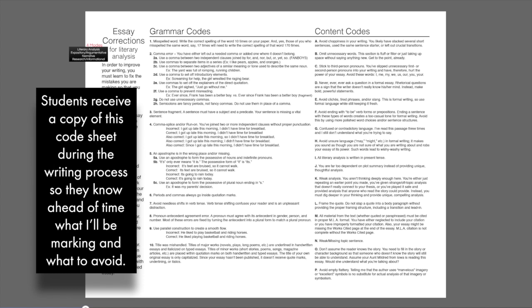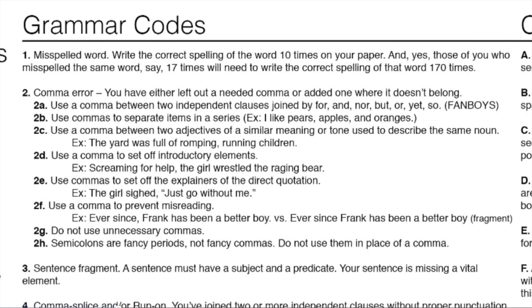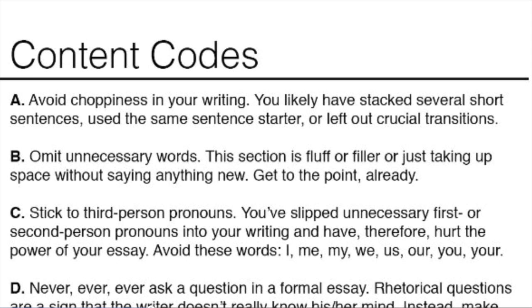So whenever a kid sees a number on a sheet, it's a grammar code. Whenever they see a letter, it's a content code. If you zoom in, you can see, and you can pause the video if you want to take a closer look, I have the rule, and then sometimes an example of how it should look. And then on the content codes, it's more just general advice for me, things that are weakening their writing.